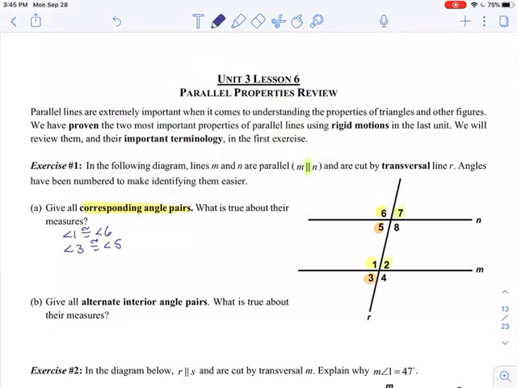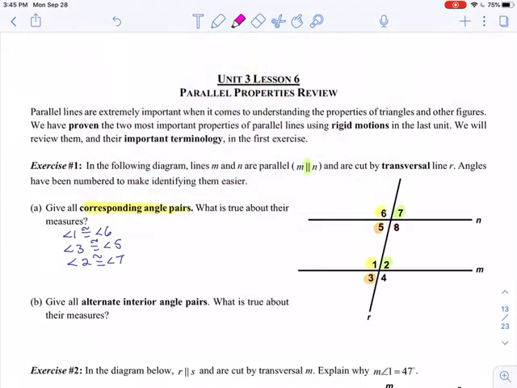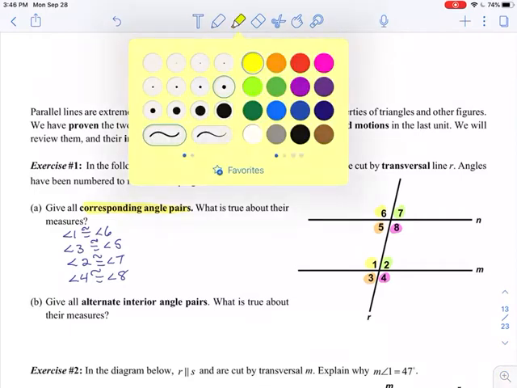And then we have angle 7 and angle 2. Those are corresponding angles. They're both above the parallel line, but they're to the right of the transversal, so they correspond to each other. They match up. And then the last two that I have, 8 and 4, are corresponding angles. Those are also congruent to each other. They're in the same spot. They're below the parallel line and to the right of the transversal.